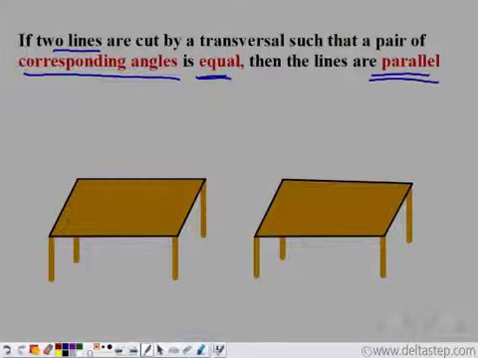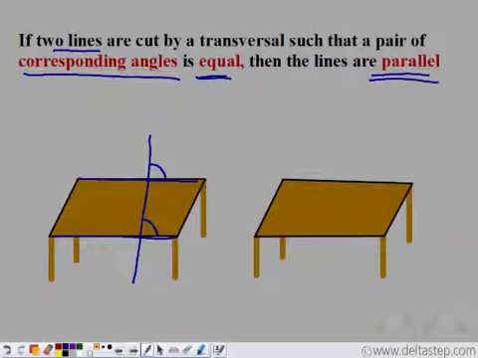So we consider this line and this line. We consider these 2 lines of this table. We take a transversal. Now what are the corresponding angles? This and this are corresponding angles. We check whether these 2 angles are equal or not. If these angles are equal, then we can say that this line is parallel to this line.